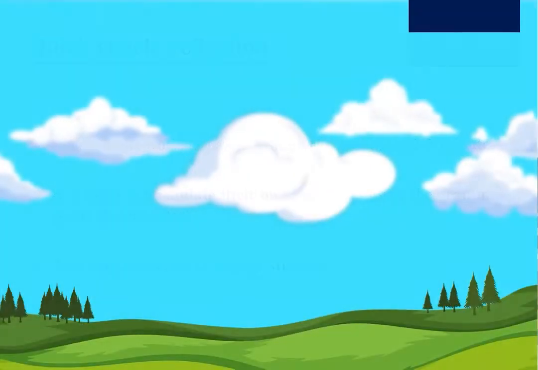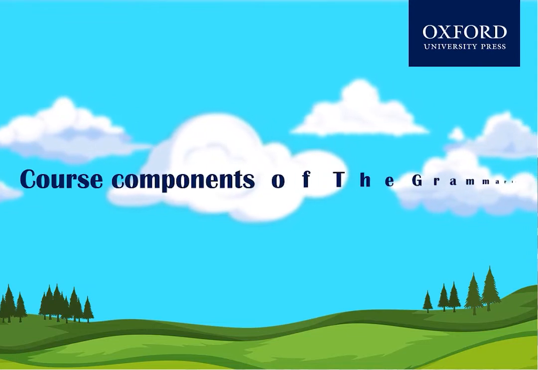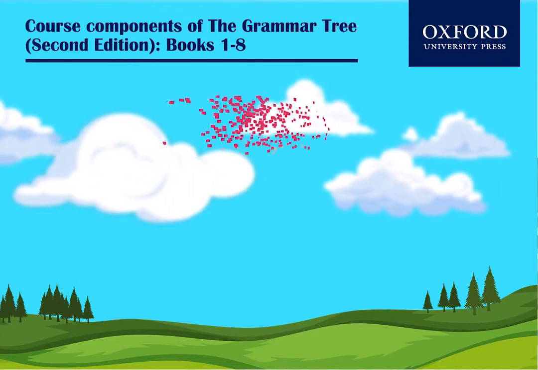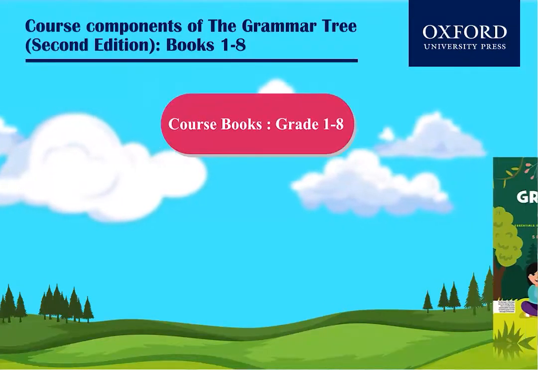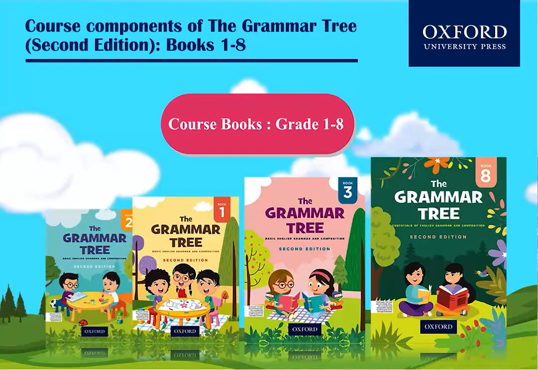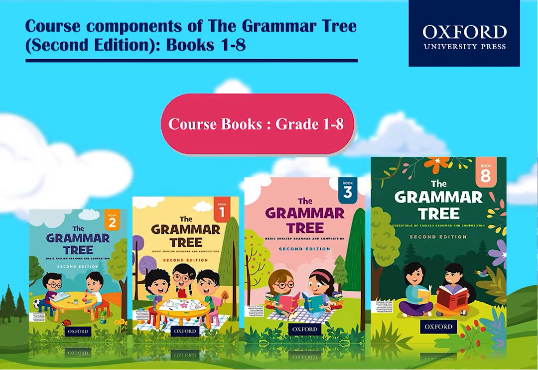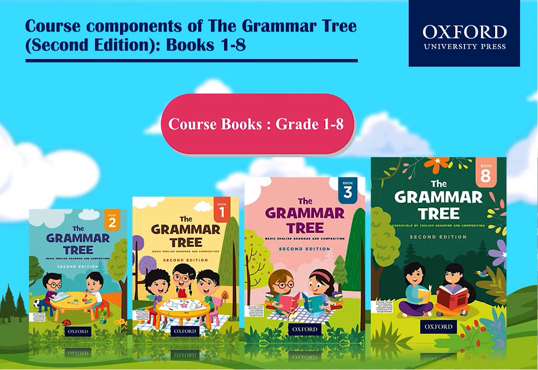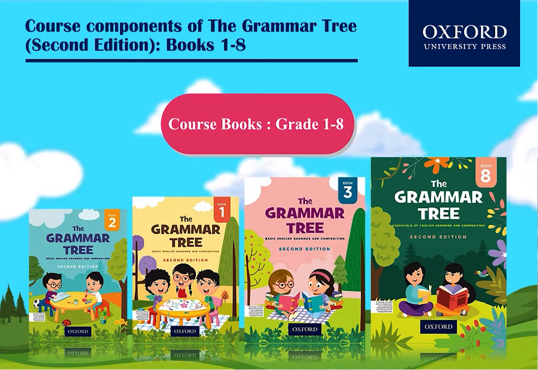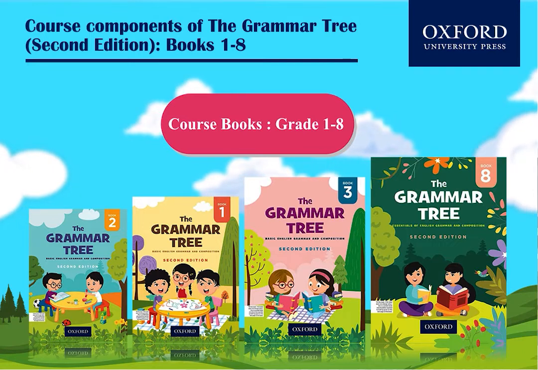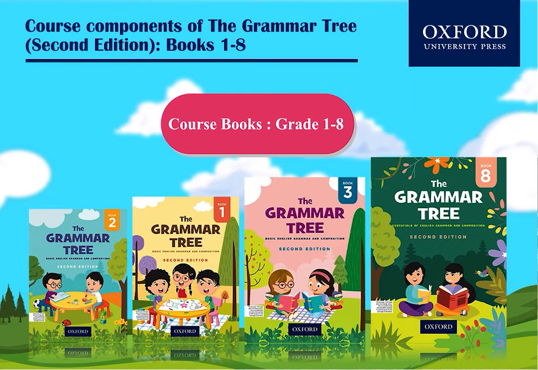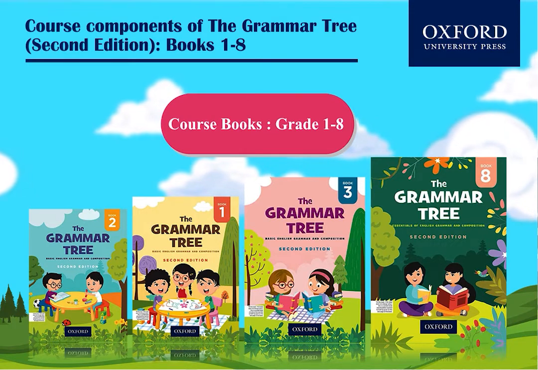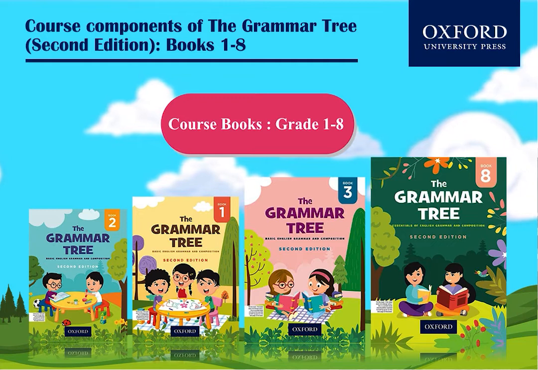The course components of the Grammar Tree 2nd edition, books 1 to 8, include a step-by-step gradation of grammar topics for easy assimilation of the concepts. There are formative assessments to test learners' understanding of concepts. We also have checkpoints that can be used as assessments for learning as the teacher goes along. Small manageable units to help teachers and learners navigate through grammar concepts easily and in a very simplified way.